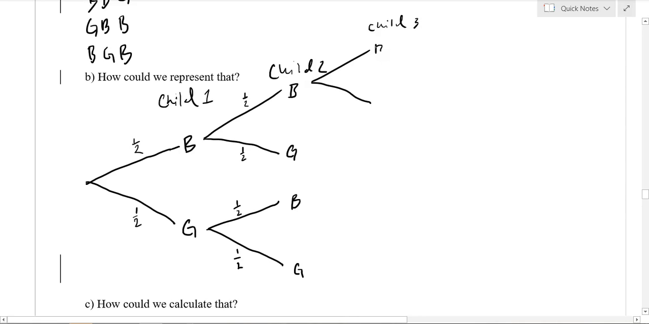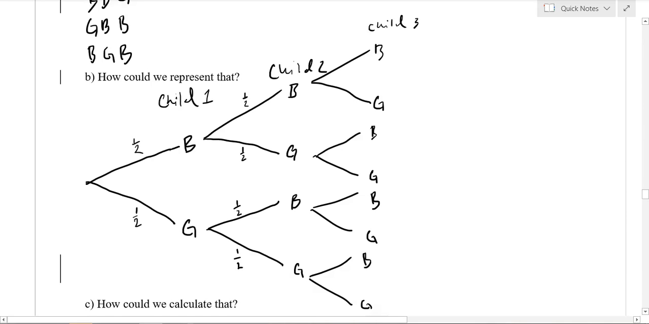So you've got boy, girl, boy, girl, boy, girl, and then boy, girl. Sorry for the spacing. Again, you have a 1 in 2 chance for all of them. I know it's a bit tedious, but you do have to put this in because it counts towards the marks for this question. In the SAC or the CFAT or the exam, make sure you put everything in there.